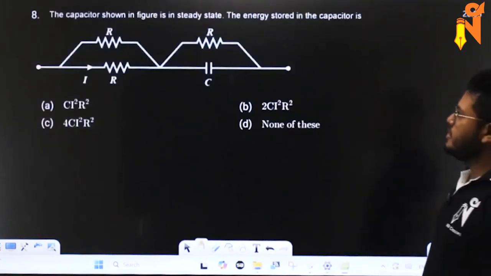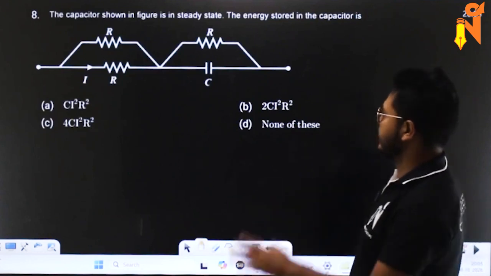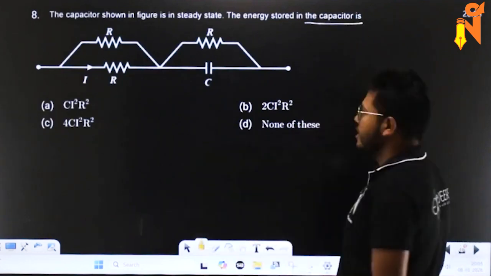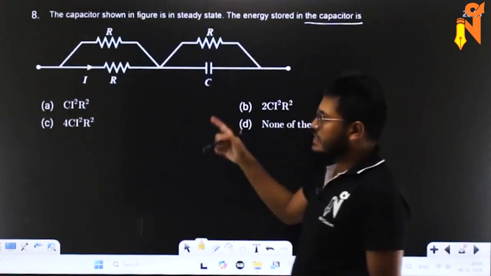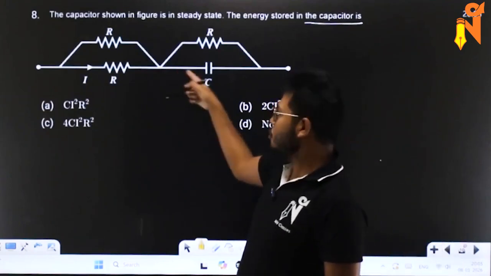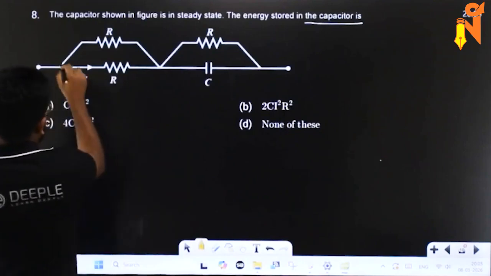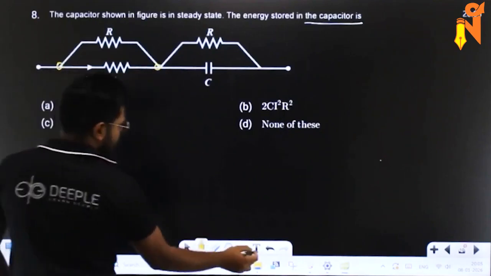The capacitor shown in the figure is in steady state. The energy stored in the capacitor is? Let's see how to find out the energy stored in the capacitor. Since it is in steady state, everybody knows that no current is flowing through the capacitor, right? Now you know the voltage here will be, okay, I don't need to do that.